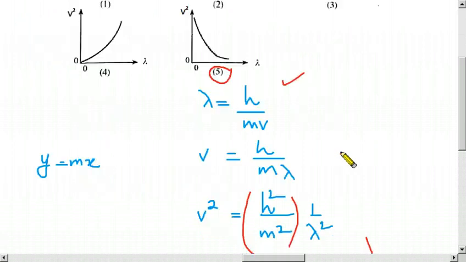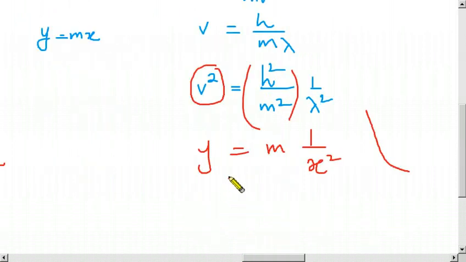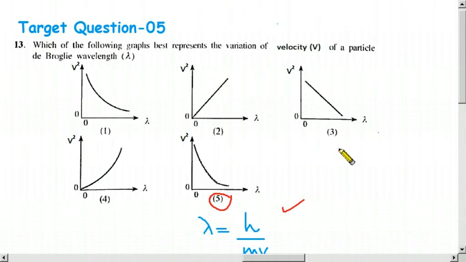Number 5, because they have taken v squared to the y-axis. If we take x squared to the x-axis like this, it will have a shallow steepness like this, the first one, but instead of x squared they have taken only x, that is lambda. So this one is the answer.